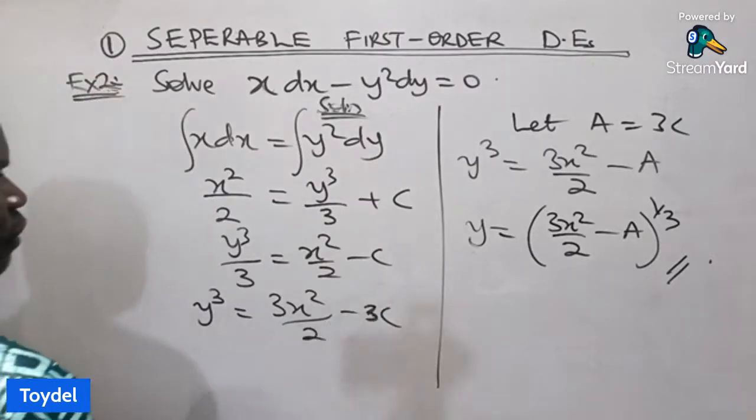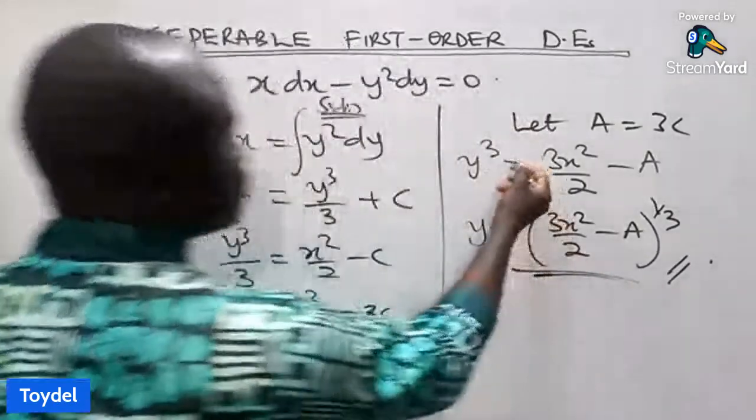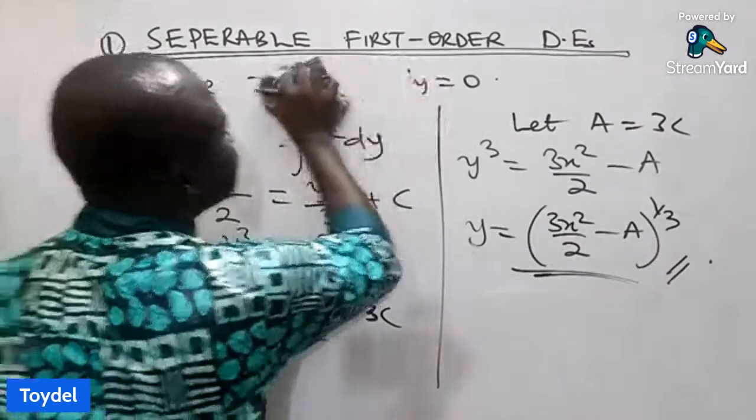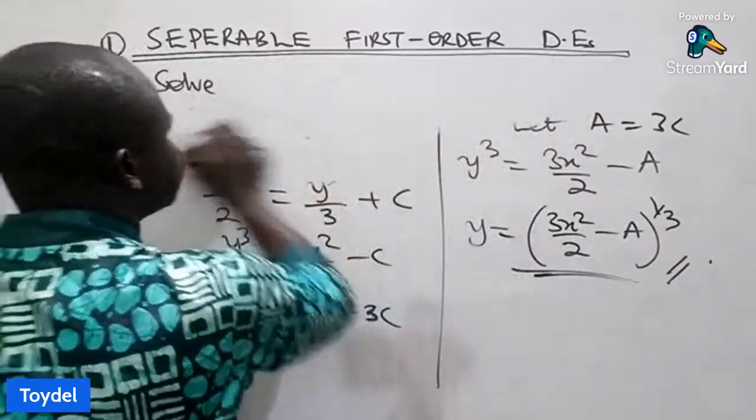So this is what you are going to have. You can stop here if you like. So that's what you are going to have. Let's take another question under separable variable.